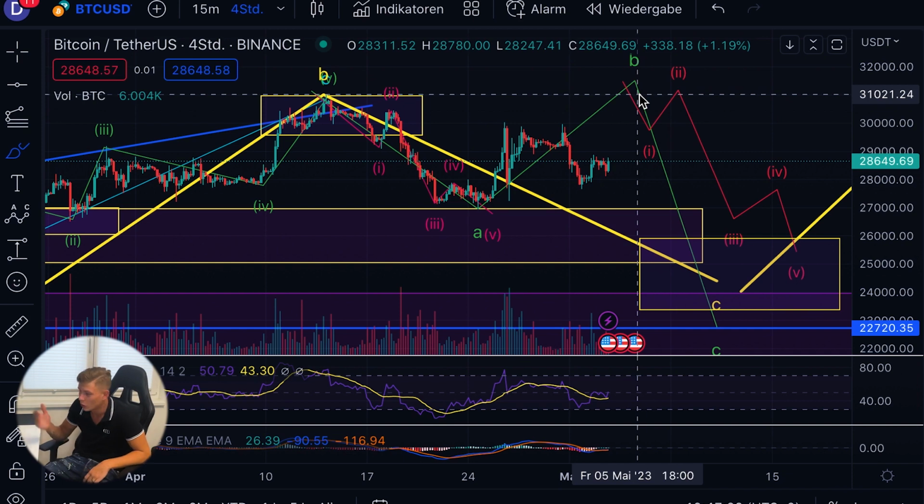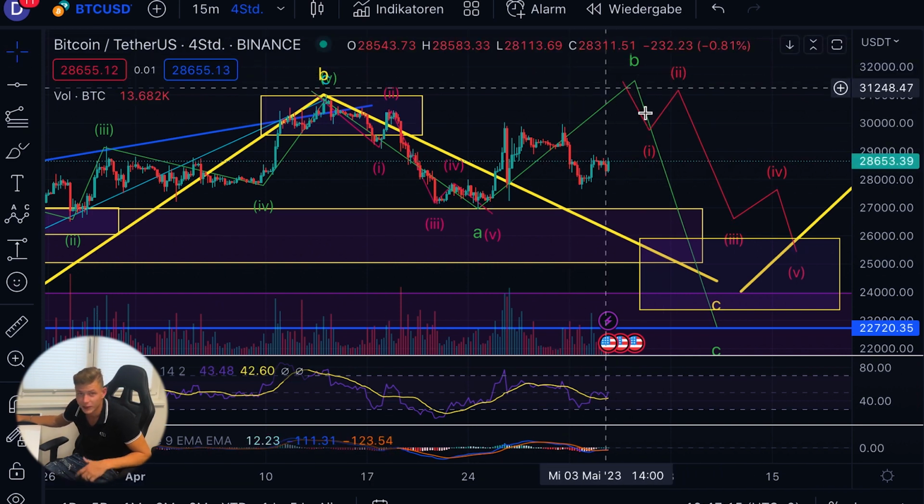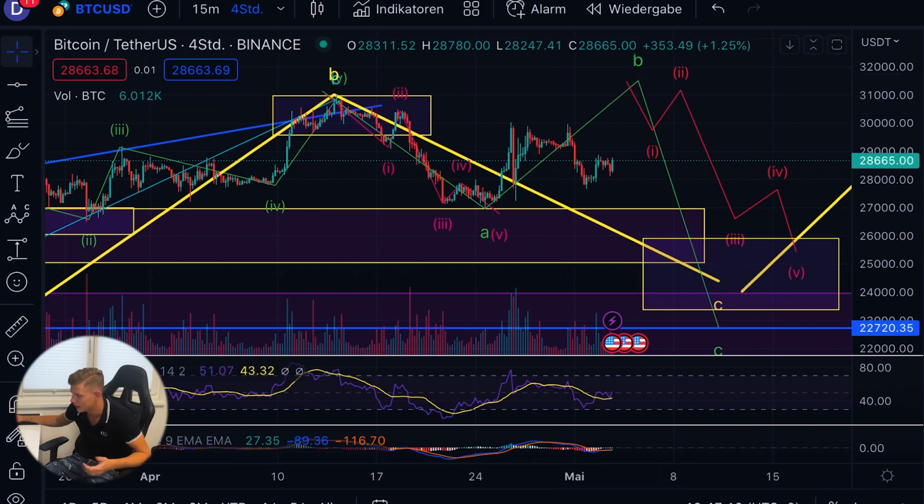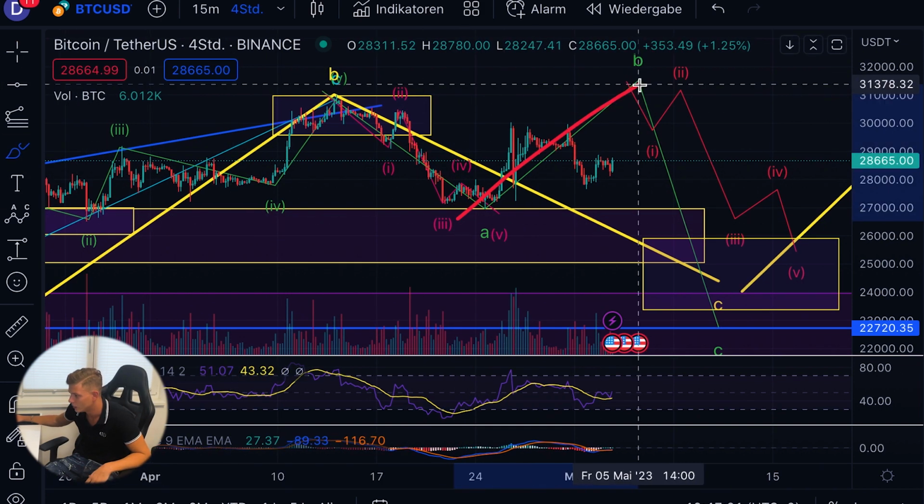And we are no magicians. We are just playing here statistics and likelihoods while trading. And of course, in financial markets, there is absolutely no guarantee. But if I have to tell you what is here the most likely scenario, then definitely not this one, because it would be an overshooting B wave.